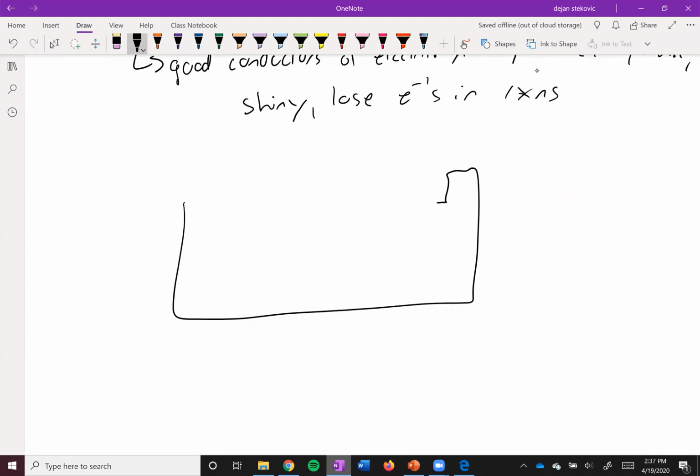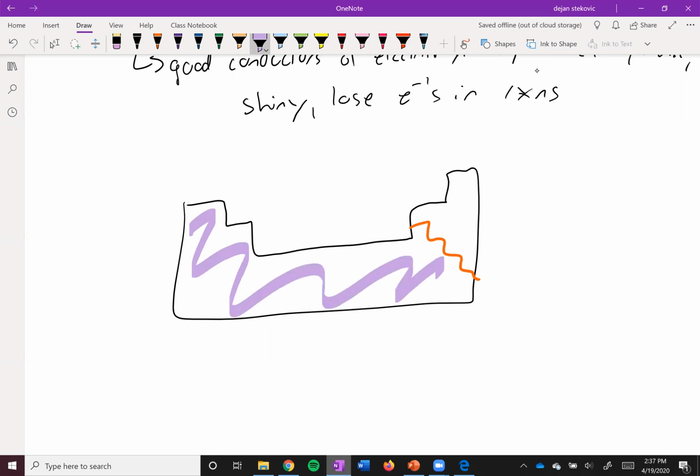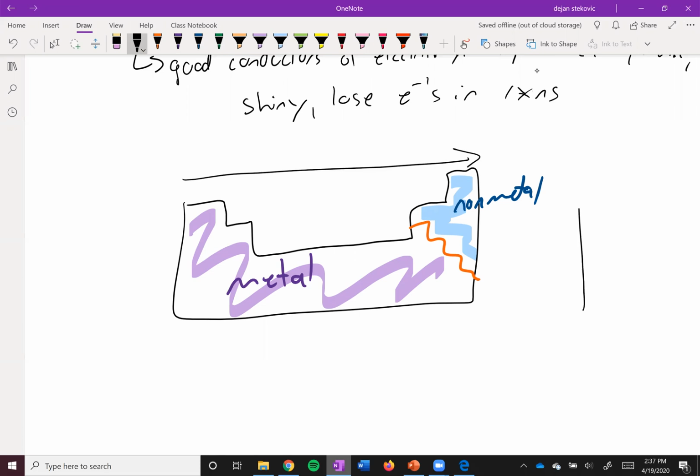So if we think about our periodic table, remember we have the staircase somewhere around here, and we said everything to the left of this staircase is, for the most part, a metal, and then everything to the right of the staircase is a non-metal. So metallic character generally increases going from right to left and from top to bottom, and is less metallic going the other way. And all of this makes more sense, right?